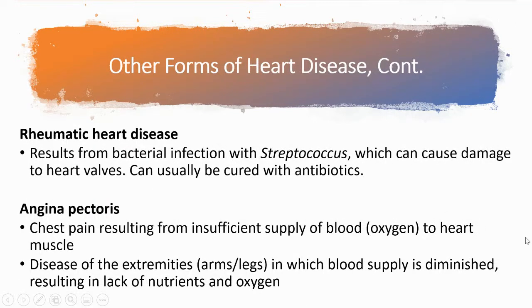Rheumatic heart disease results from a bacterial infection with the strep bacteria. It can cause damage to heart valves. However, it is curable with antibiotics. And then angina pectoris is basically a heart attack. So it's when you have chest pain resulting from an insufficient supply of blood to the heart muscle. Peripheral artery disease is considered a disease of the extremities, your arms and legs, in which blood supply is diminished, resulting in lack of nutrients and oxygen to those areas.